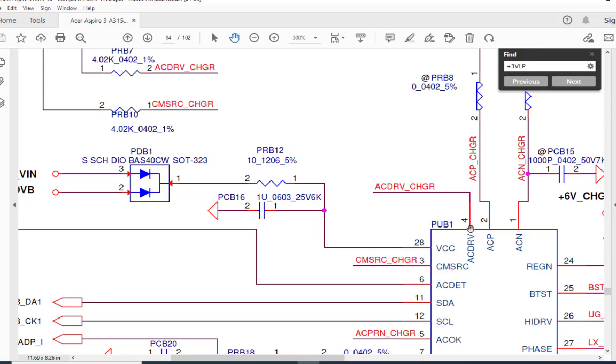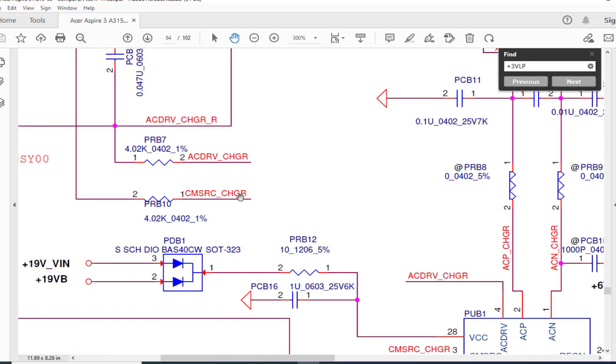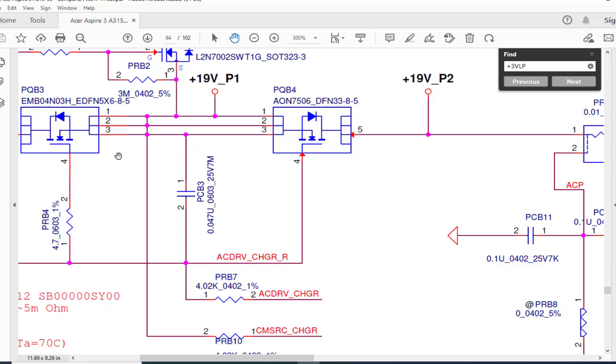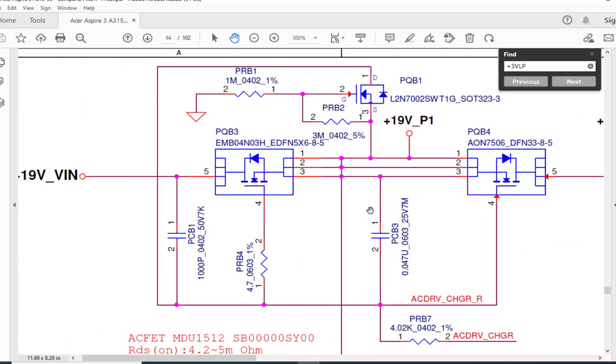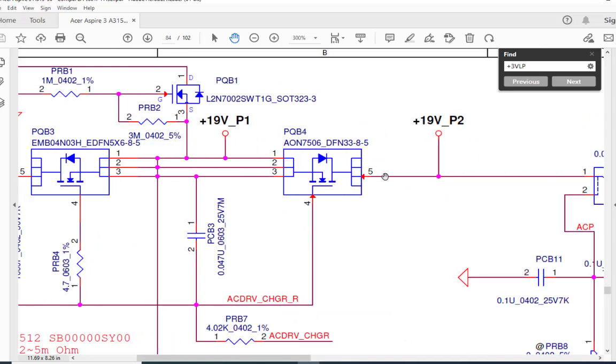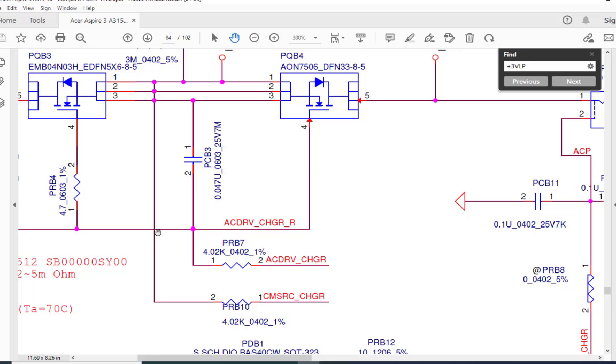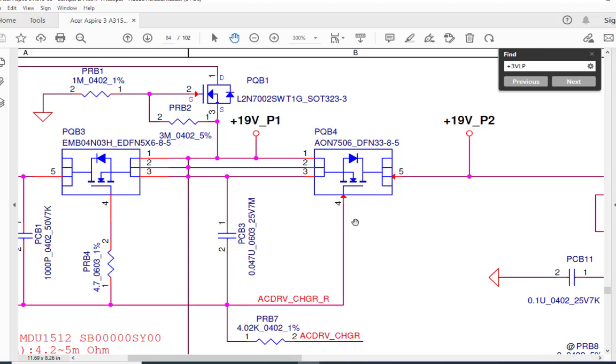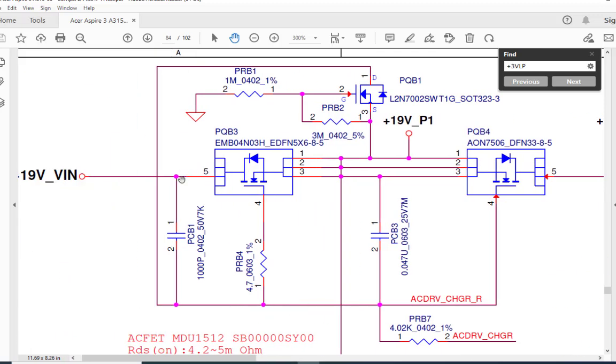Once the chip receives this voltage at pin number 6, it drives the AC drive signal, which is connected here and drives these two MOSFETs. Both MOSFETs are N channel MOSFETs. The MOSFET location is PQB3, and the number is EMB04N03. This voltage will travel from here to here. So here you are supposed to get 19 volt, and if the 19 volt is coming to the gate of this MOSFET but the voltage is still not transferred from drain to source, then this MOSFET is bad, so you have to replace the MOSFET.